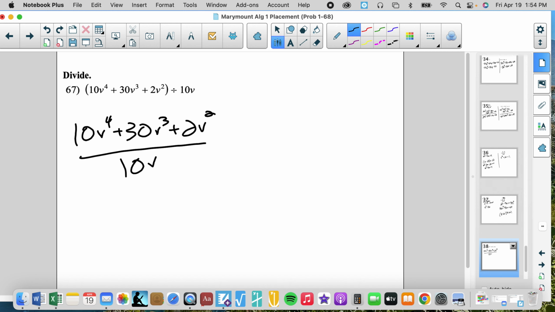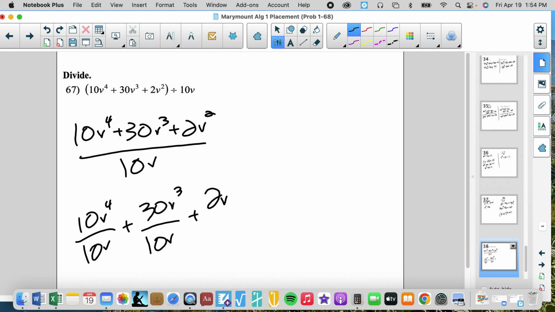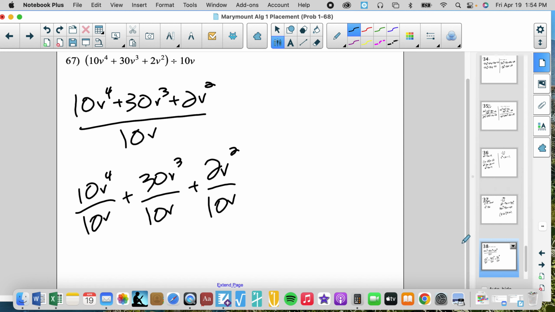And we should be very comfortable with that. We know that it's going to be separated under each of the terms. So it's actually a really simple problem. And then we deal with coefficients, 10, then we deal with the like variables. V to the fourth over V, they cancel. So you're left with V cubed plus 3V squared plus 1/5 V. That's how I would write it.